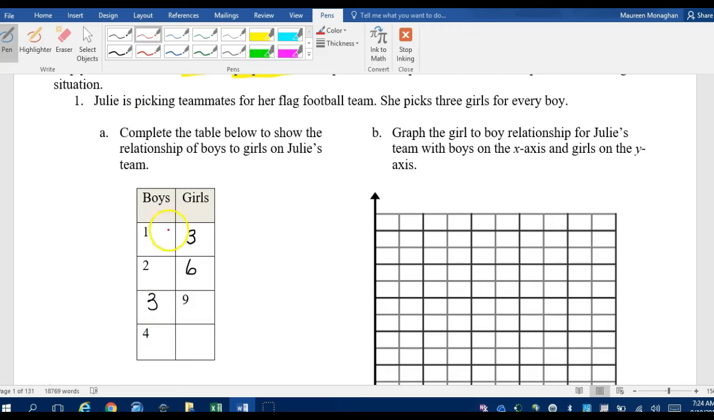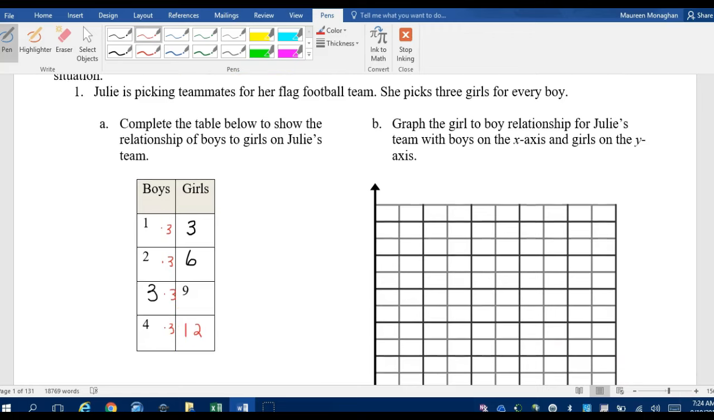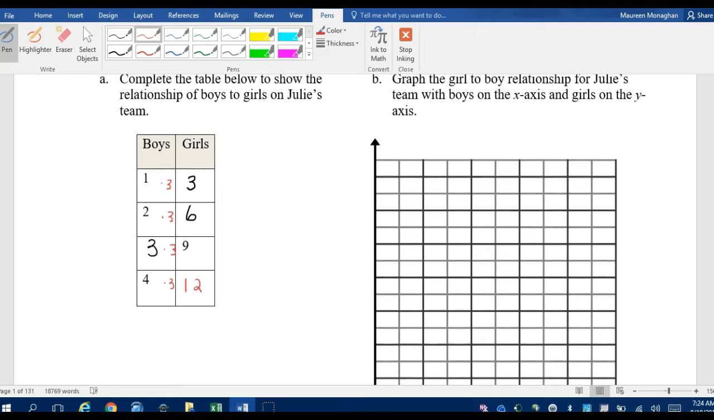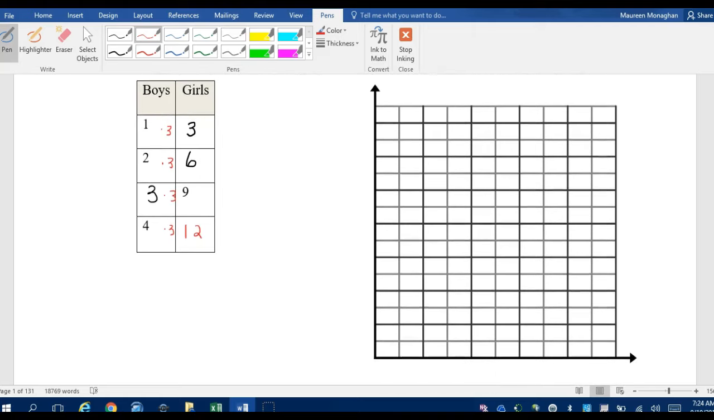But notice the relationship here. The number of boys is being multiplied by 3. So there's the relationship. It's a proportional relationship. 4 times 3 is 12. And then we're going to graph the relationship girl to boy on this graph here. And of course the boys is going to be represented down here because that's in the X column. The girls is going to be over here. And we're just going to plot these points.